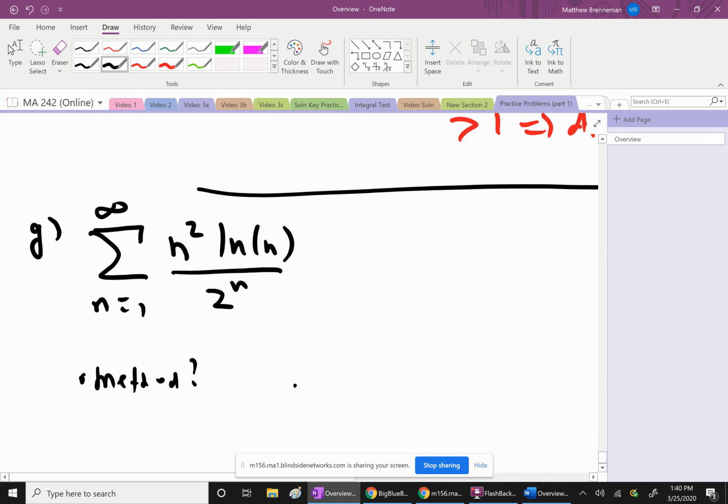Let me ask you a question. What is it that's making this problem hard, actually? The natural log. Notice that the root and the ratio test play really nice with powers, exponential functions, and factorials. They do not play nice with natural logs. So the natural log is being a problem. Can I get rid of the natural log somehow?